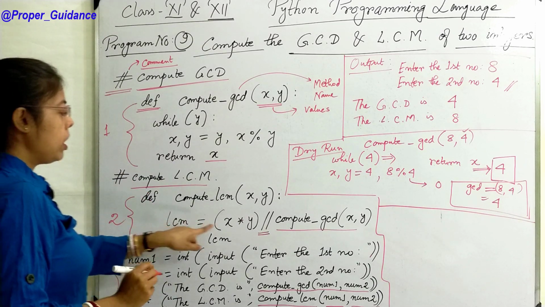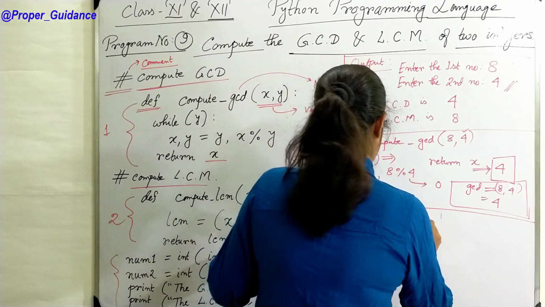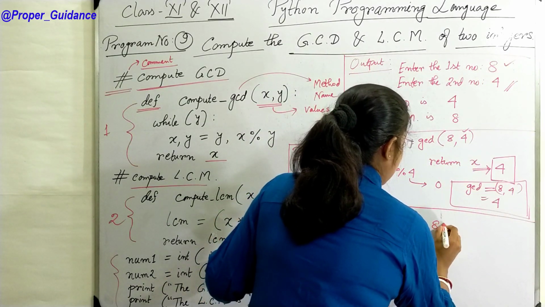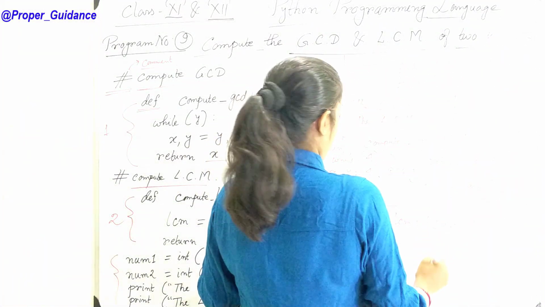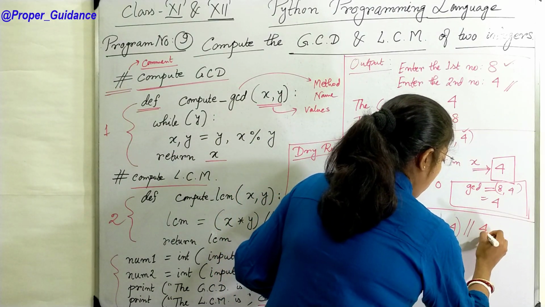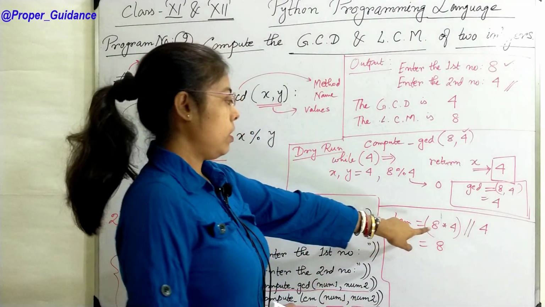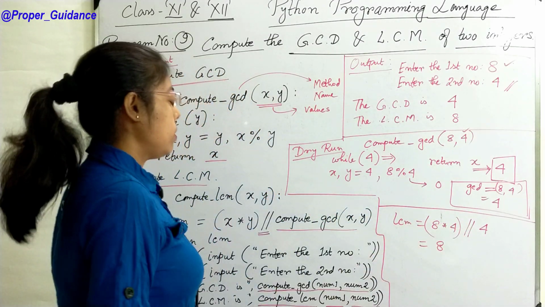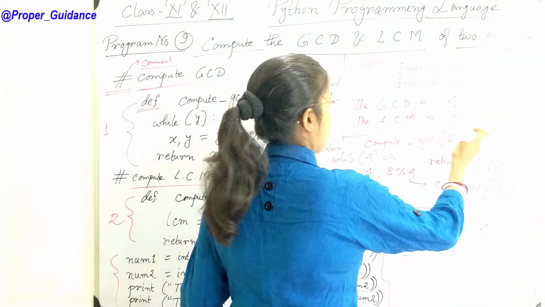Second method, LCM. LCM equals x into y. What is the value of x here? 8. 8 into 4, integer division by compute GCD. What is the value of compute GCD? We have got 4. So this will return 8. 8 into 4 is 32, and that is divisible by 4, and that is 8. That means we get 8 here. So the LCM value is 8 and the GCD value is 4.